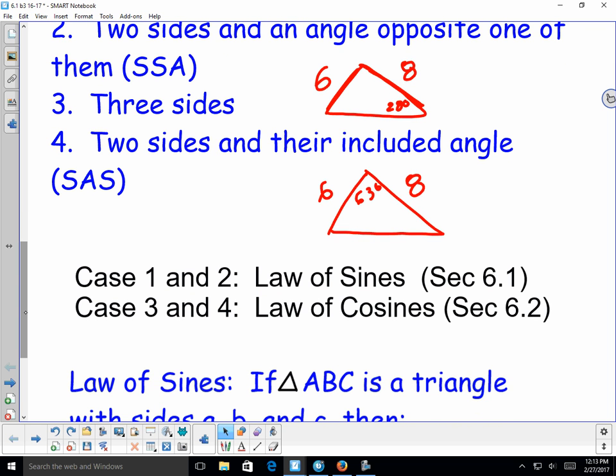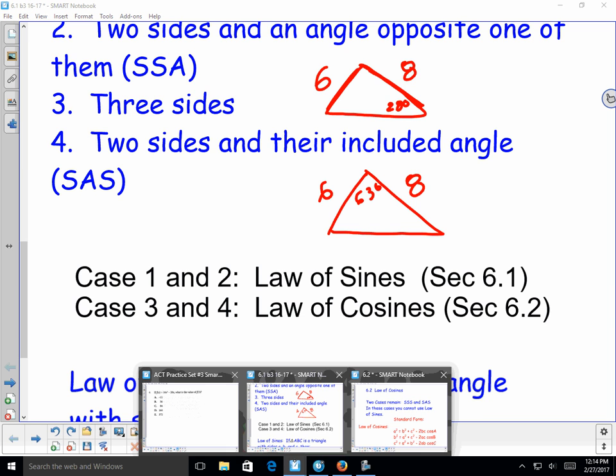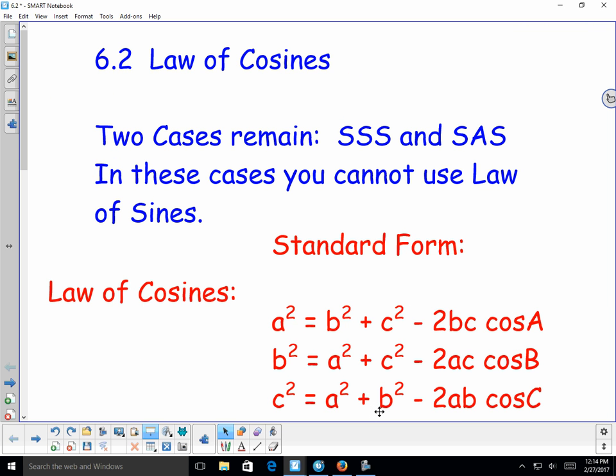What if you're given three sides or two sides and their included angle? In neither of these situations can you use the law of sines to solve. Law of sines will not work. So that's why we need this new helpful formula, the law of cosines. Our objective here is to solve oblique triangles using the law of cosines, the SSS and the SAS cases.